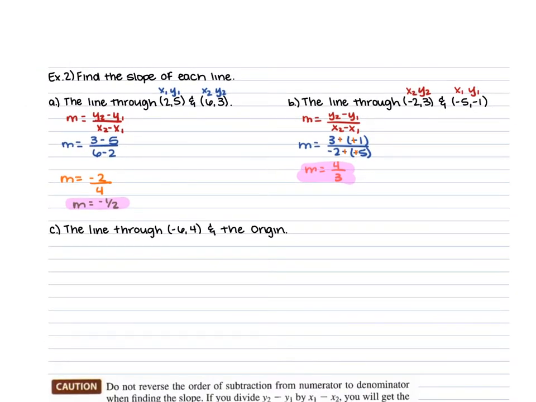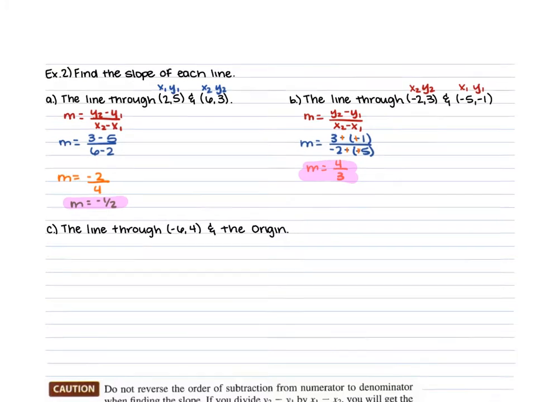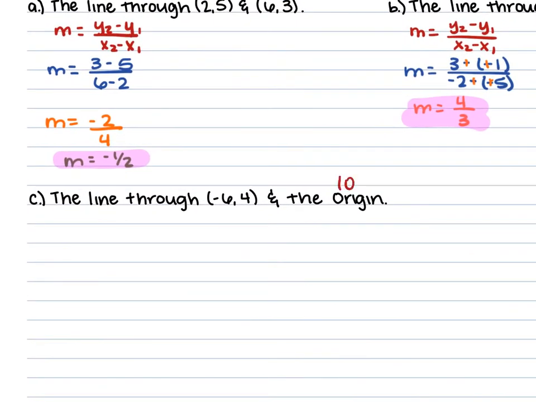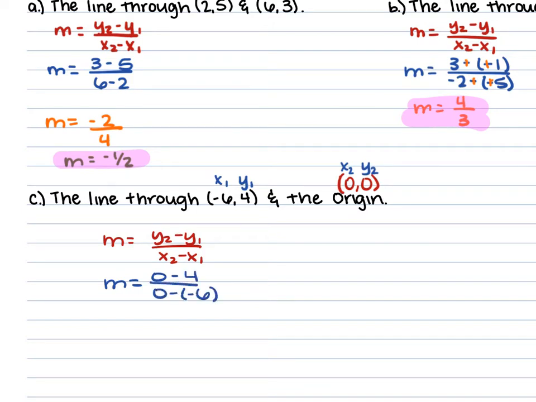For C, we have a line that goes through the ordered pair -6, 4 and the origin. You want to remember that the origin is the ordered pair 0, 0. So my x1 is going to be -6, meaning my y1 is going to be 4. My x2 is going to be 0, my y2 will be 0. So I'm going to use my slope formula, y2 minus y1 over x2 minus x1. This is going to give me 0 minus 4 over 0 minus -6.